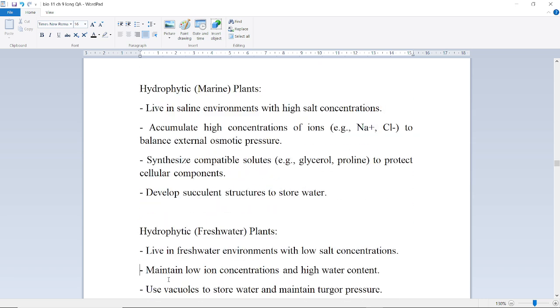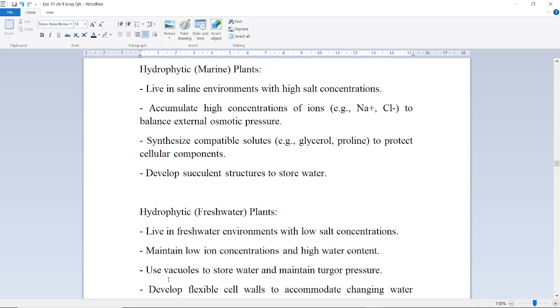First of all, hydrophytic marine plants. They live in saline environments with high salt concentration, accumulate high concentrations of ions, for example sodium and chloride ions, to balance external osmotic pressure, synthesize compatible solutes, for example glycerol and proline, to protect cellular components, and develop succulent structures to store water.